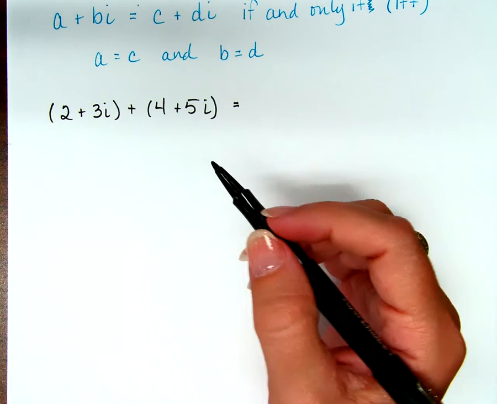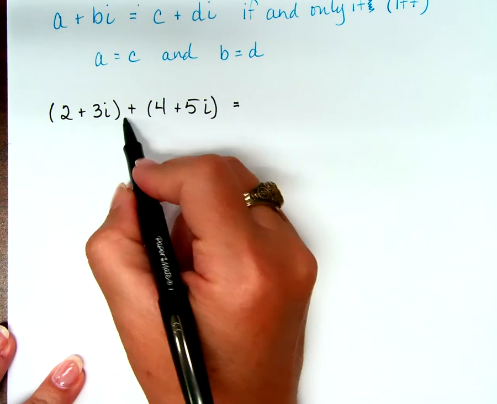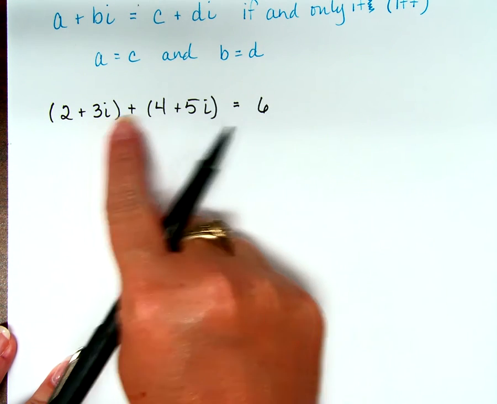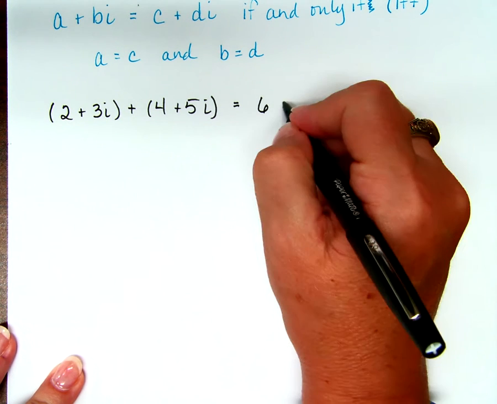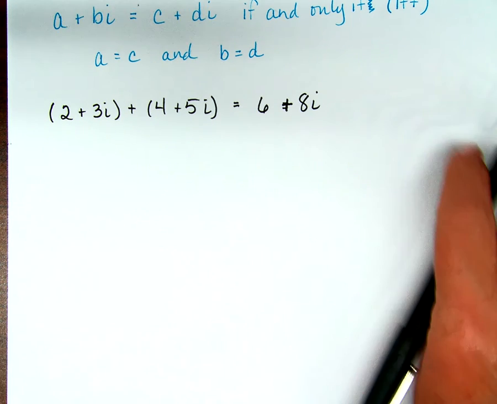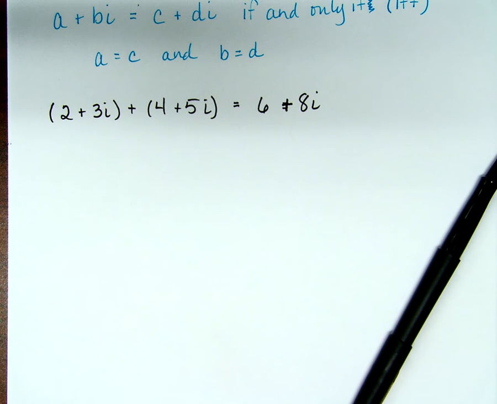I add the real parts, right? What's 2 plus 4? 6. What's 3i plus 5i? 8i. And then I'm done, right?